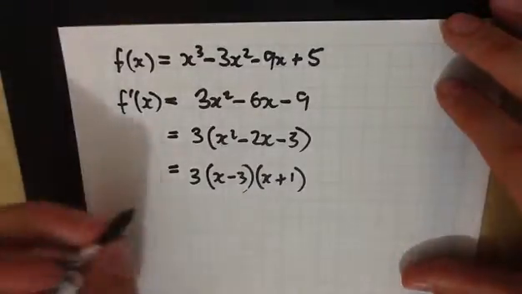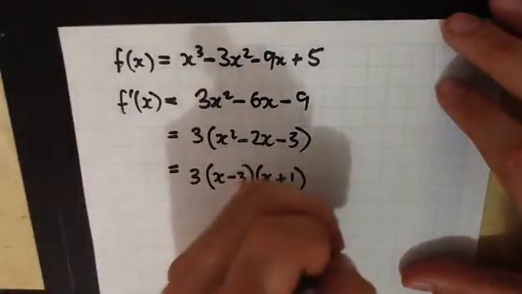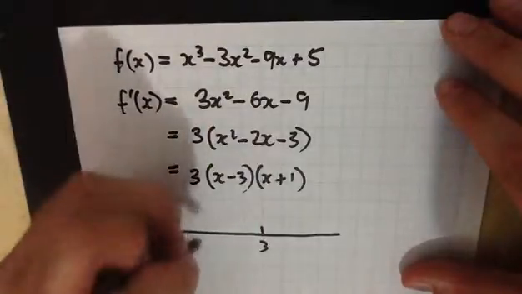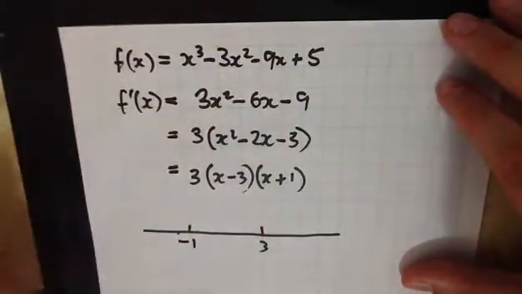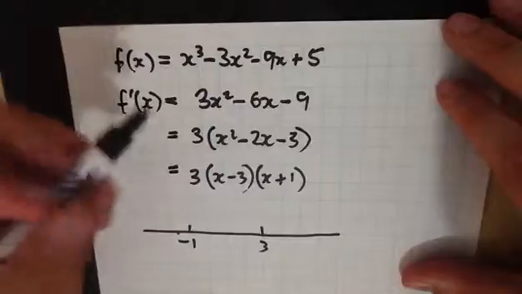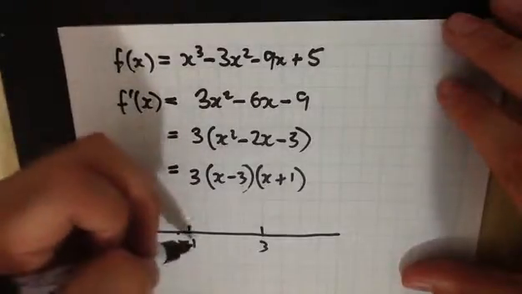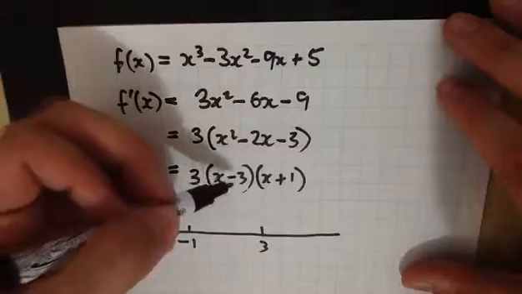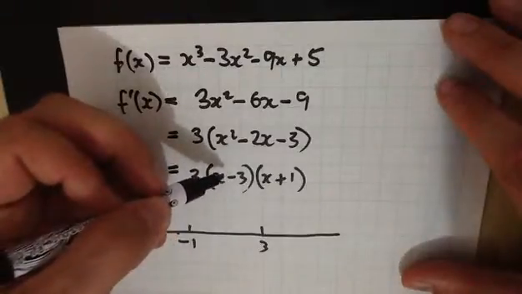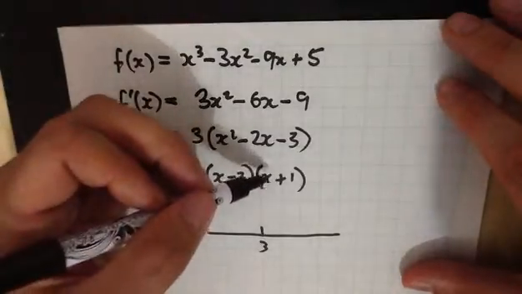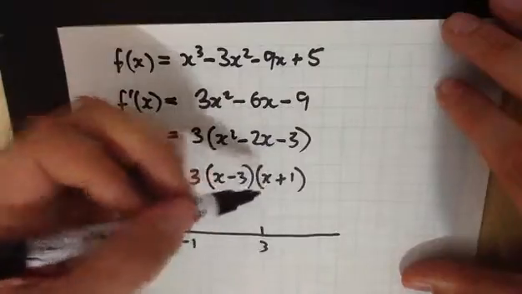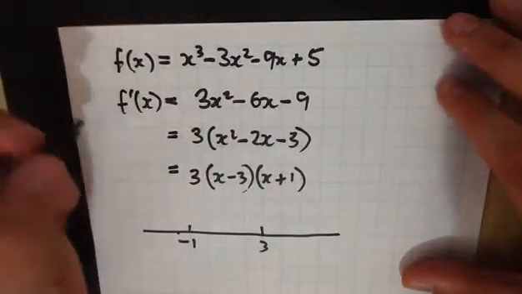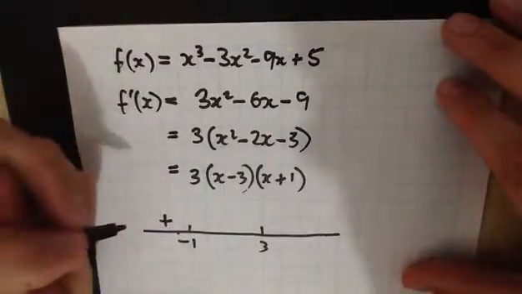So this has a sign diagram like this. Critical values are 3 and negative 1. So I sub in different values to see what happens. Let's sub in a value less than negative 1, which would be negative 2. That would be negative 2 take 3, which is negative 5, and negative 2 plus 1, which is negative 1. So it's a negative times a positive, which gives me a positive answer there.